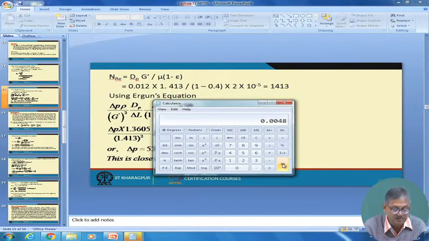Right, into 0.4 cube is this divided by 1 minus 0.4, is 0.6, so this becomes 0.106.